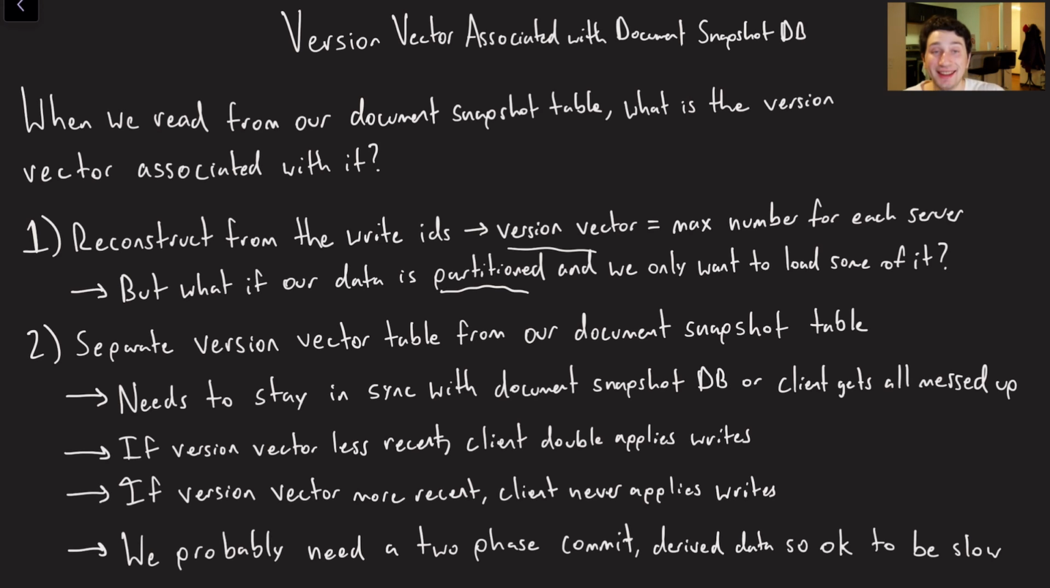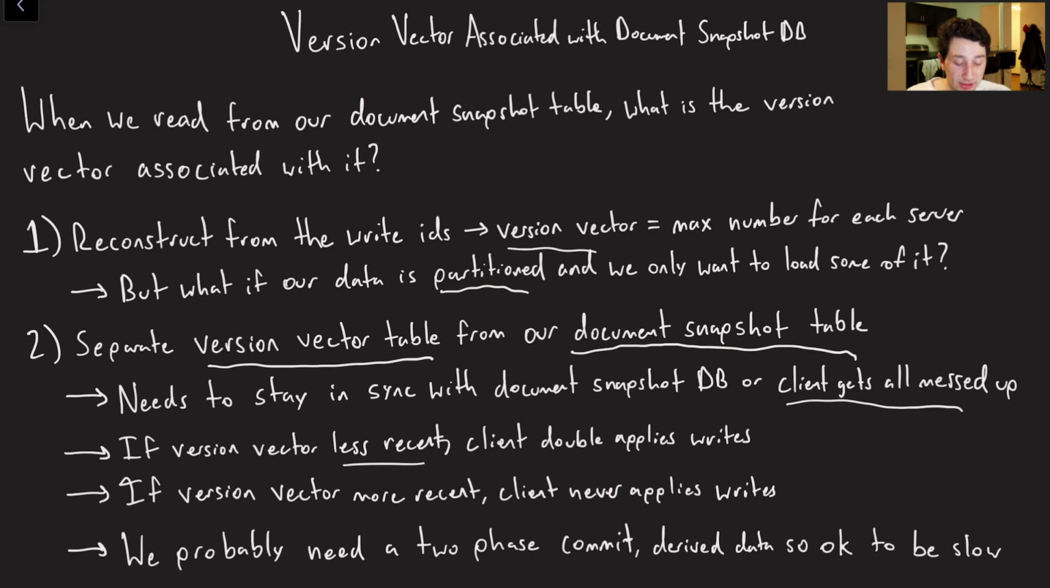What we could do instead is actually keep a separate version vector table for our document snapshots, right? So now we're getting even more complicated here. Instead of just having a document snapshot table, we're also going to have a version vector table. And so what this is going to allow us to do is, as long as it stays in sync with our document snapshot, we are in good shape. Otherwise, the client gets messed up, right?